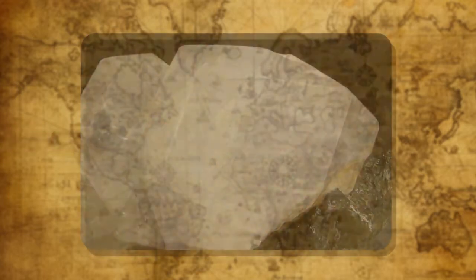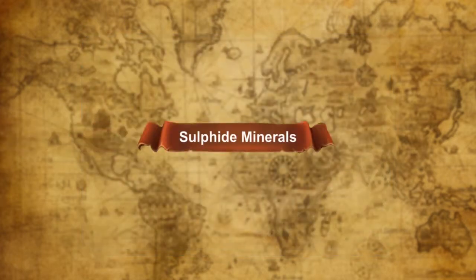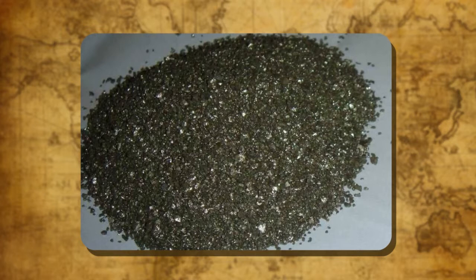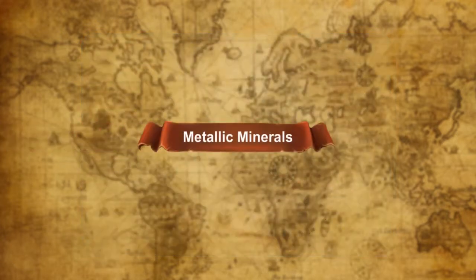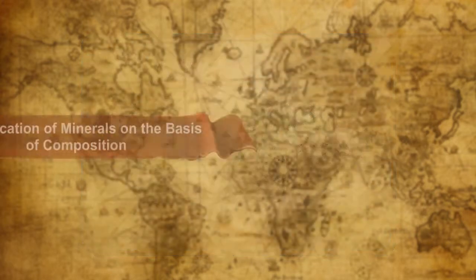Carbonate minerals. These are very much susceptible to chemical weathering, and calcite is the most important mineral of this group. Sulphide minerals. These include pyrites and iron sulfides. These minerals cause serious environmental problems in association with water and air. Metallic minerals. These minerals are very important commercially.